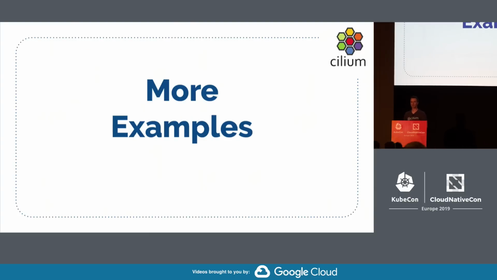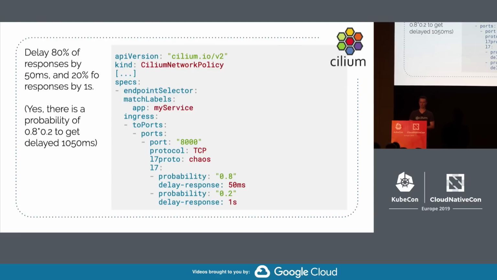To go into some more examples, you can combine the probabilities. So you can, for example, have a policy that says with a probability of 80%, delay by 50 milliseconds, and then with an additional probability of 20%, delay for 1 second. So it's not just one rule, you can actually combine them, which is a more realistic example because you can create the distribution that you are more likely to see.